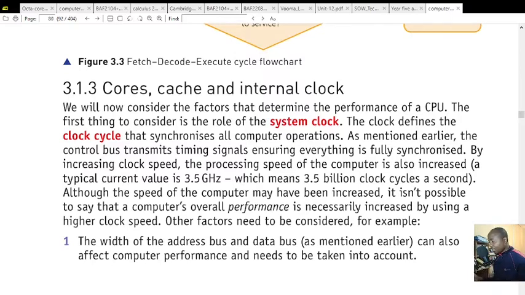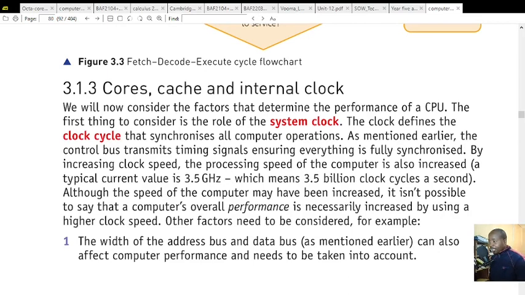There's a number of other factors like the cores, the number of individual processors that a chip or a processor has. Okay, then there is also the cache, and there is also the internal clock. So apart from these three, we have other elements that determine the performance of the CPU, or generally the processors.